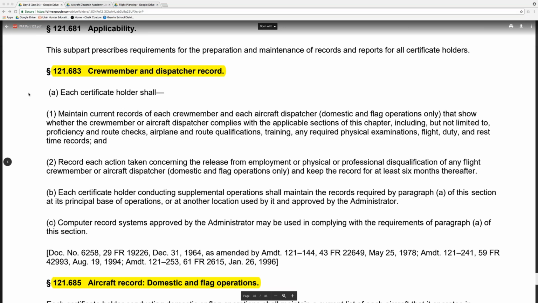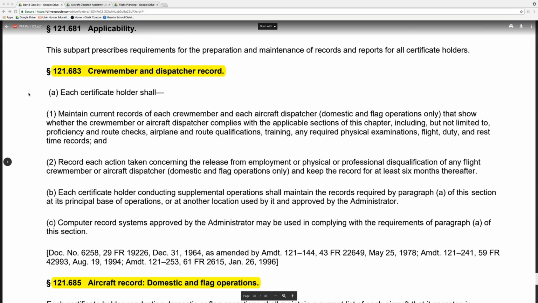B, each certificate holder conducting supplemental operations shall maintain the records required by paragraph A of this section at its principal base of operations or at another location used by it and approved by the administrator. C, computer record systems approved by the administrator may be used in complying with the requirements of paragraph A of this section.